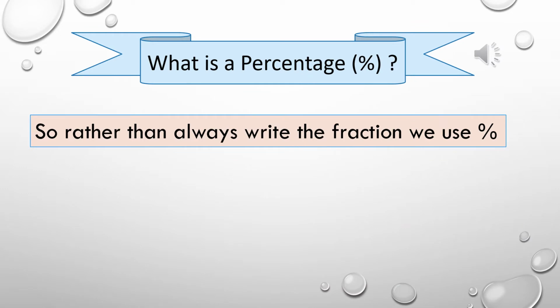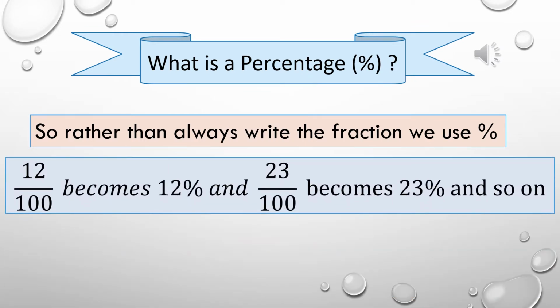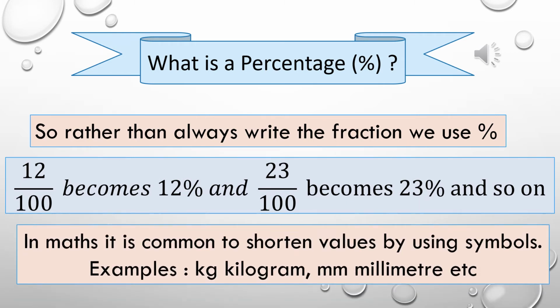Right, on this slide, we're going to look again at what Jamie and I were talking about earlier, that a percentage is just another way of writing a fraction, but the fraction in particular that we're dealing with is out of 100. So 12 over 100 becomes 12%. It's a little easier to write. 23 over 100 would be 23%, and so on. We can keep repeating that for any number that you want to do.